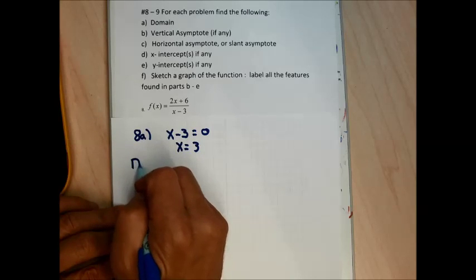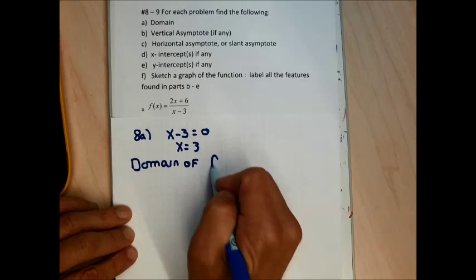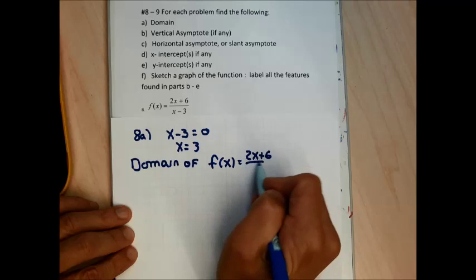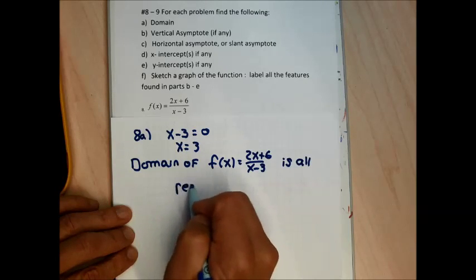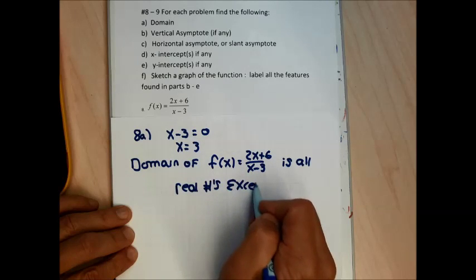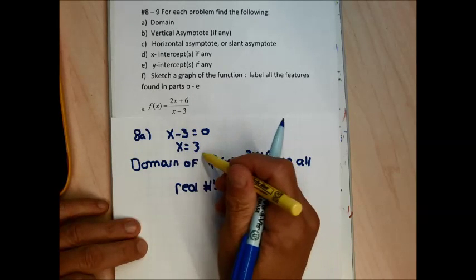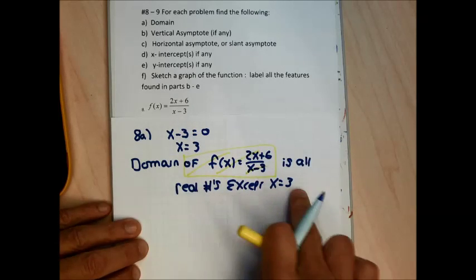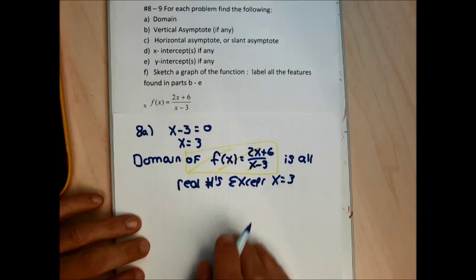When I go to write my answer to part A, I can say the domain of the fraction f of x equals 2x plus 6 over x minus 3 is all real numbers except x equal to 3. A lot of times I skip writing this part, and I might just say the domain is all real numbers except x equal to 3. Those are both correct answers.